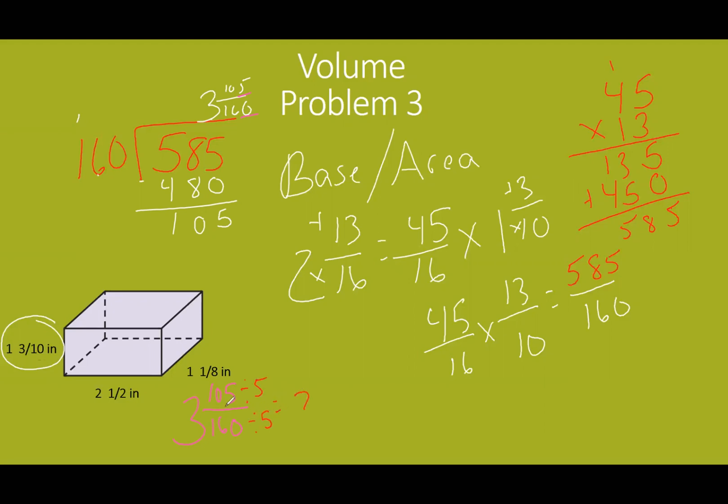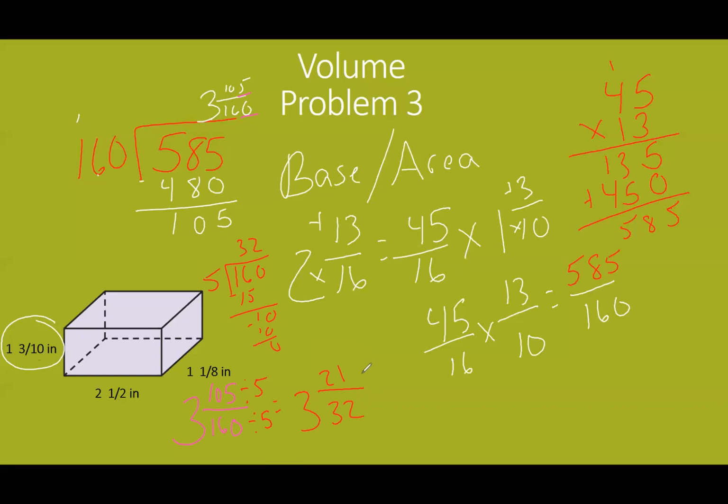We get 3 and 5 goes into 105. 5 goes into 10 twice, and 5 once. It'll be 21. And then 5 goes into 160. We've got a 3 to make a 15, and a 2. 2 times 5 is 10, yep. So 21 over 32. Now let's think about this.